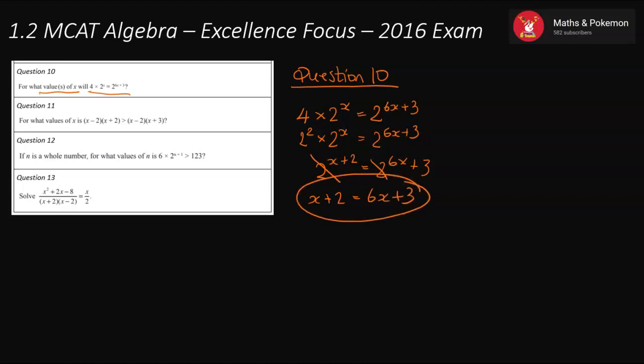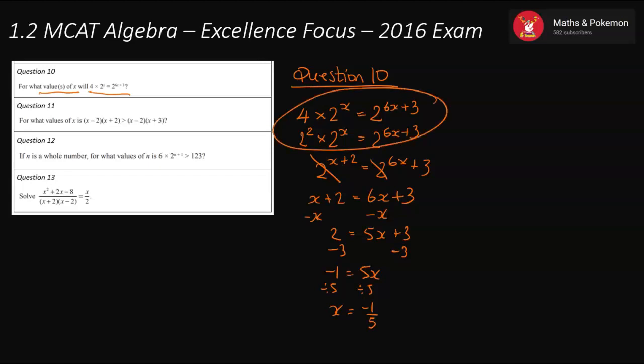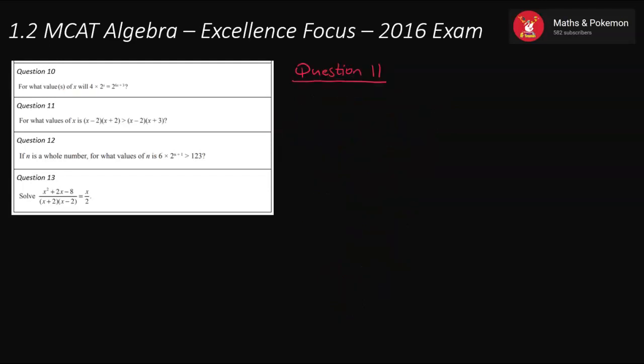Liking this, this is just a simple linear equation that I can go ahead and solve. So I'm going to do minus x first, minus x over there. So 2 is equal to 5x plus 3. Now I'm going to go minus 3, minus 3. So we've got negative 1 is equal to 5x. And finally, divide by 5, divide by 5. x is equal to negative 1/5. So pretty straightforward question if you are able to do that initial simplifying, which will then let you cancel out the bases.